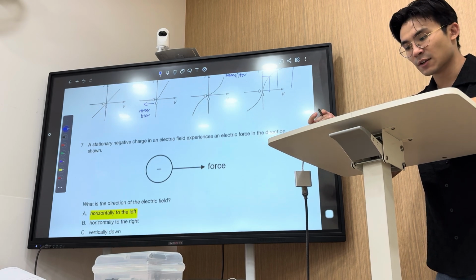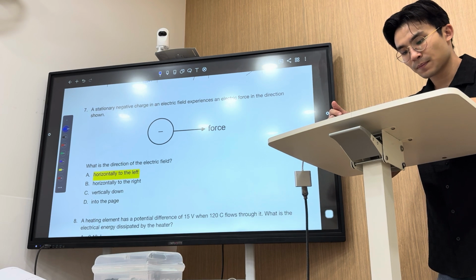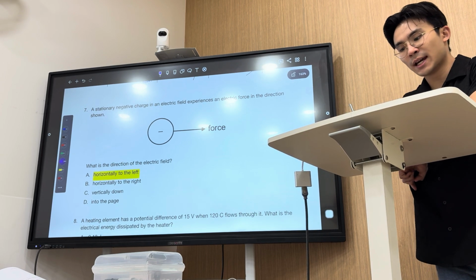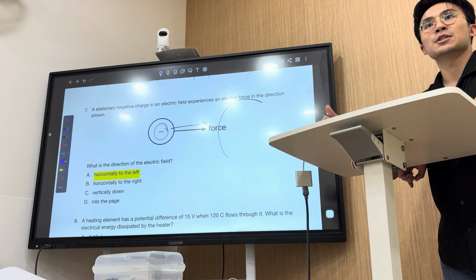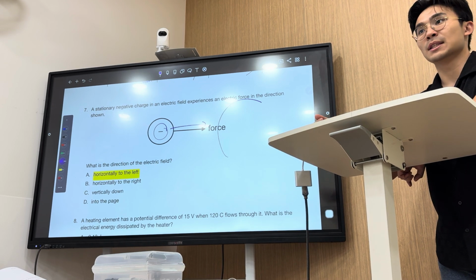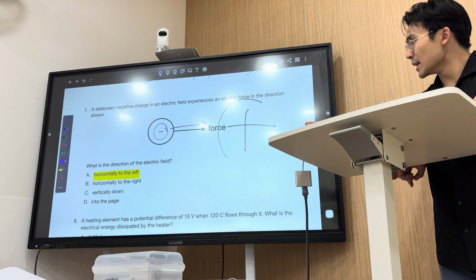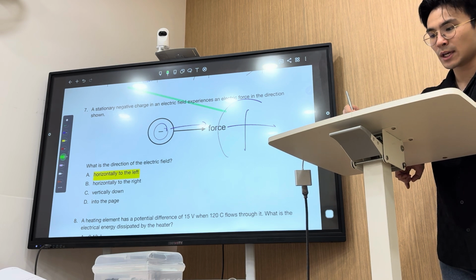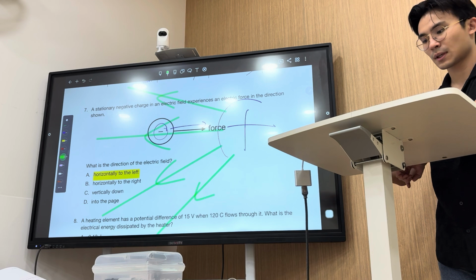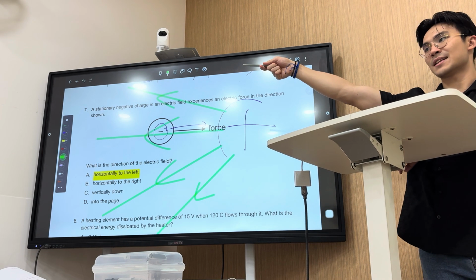Question 7. A stationary negative charge in an electric field experiences the electric force and so on. Again, if you are negative and you are going this way, means this side is what charge on the right side? Positive, right? Negative will be attracted to positive. And if this right side is positive, your electric field always goes away from positive. So your electric field is that side.